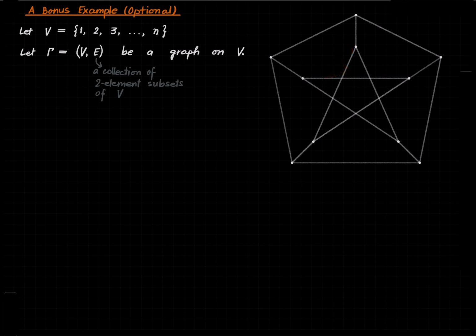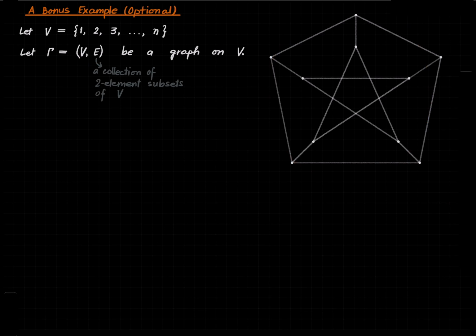The formal definition of a graph you can check out, or you can skip this section if you do not know what is a graph. So I'm assuming you know what is a graph. V is the set of the first n integers. And suppose we have a graph on the vertex set V. So E is the set of edges. Formally, it is a collection of two element subsets of V. This is just an example of a graph. This is called the Petersen graph.